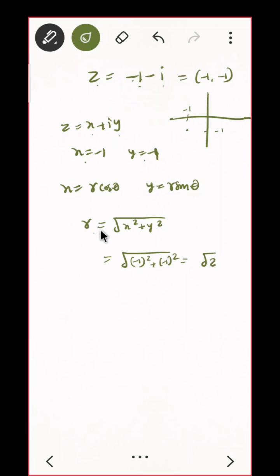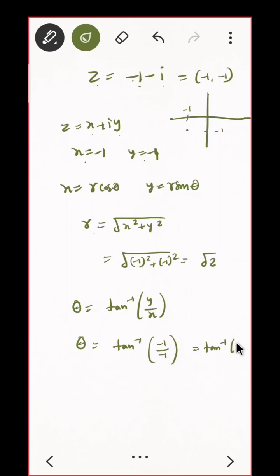What do you call r? You call it the modulus. What else? Now we need theta, so how will we find theta? Theta is equal to tan inverse of y by x. So theta is equal to tan inverse of, what is your y and what is your x? It is minus 1 and minus 1, so it is minus 1 upon minus 1, so that is 1, no? Tan inverse of 1. So theta equal to tan inverse of 1. What is the value of theta? Can you tell me? 45, correct.